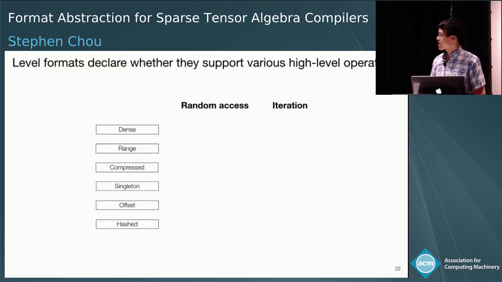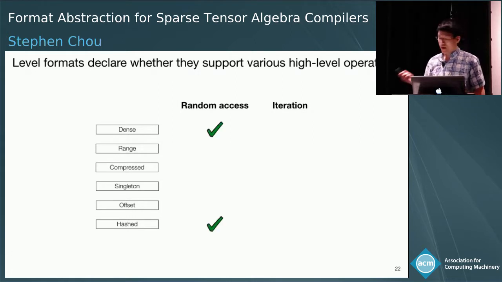So for instance, the dense level format can be random accessed in constant time by simply computing a strided formula. But the hash level format, which uses a hash table to store tensor coordinates, can also be random accessed very efficiently by computing a simple hash function.